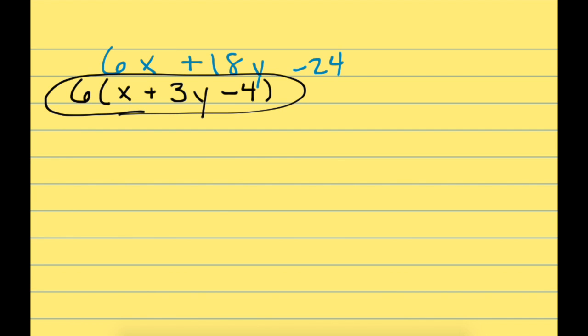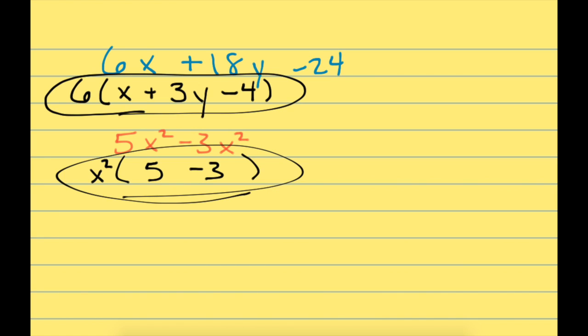Sometimes the common factor will have variables in it. What do these two terms have in common? They both have an x squared. When I remove it from the 5x squared, what am I left with? 5. And when I remove it from the negative 3x squared, what am I left with? Negative 3. So there's my factorization.